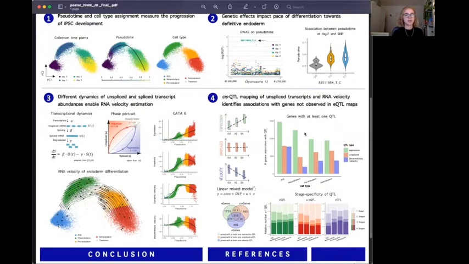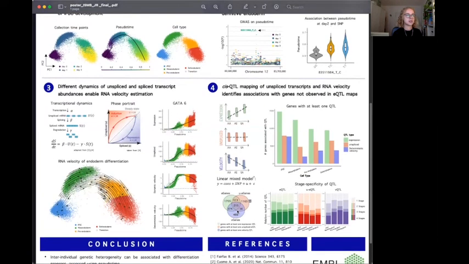But the number of genes with a QTL is lower when we map unspliced transcript abundances, which are red, or RNA velocity, purple. But interestingly, when we intersect all of these genes identified here, we find that the overlap of these genes is smaller than expected. And we identified genes that have at least one velocity QTL, but not an eQTL or an unspliced eQTL.